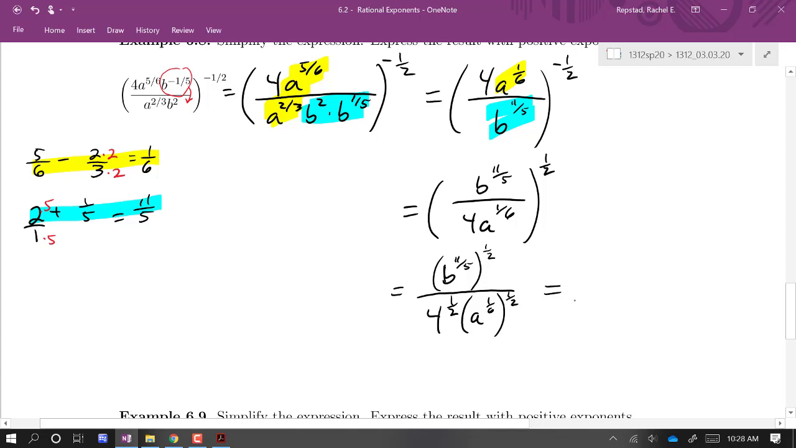Now we're going to just multiply the exponents for the b's and the a's, right? So b to the 11/10 and a to the 1/12. What's 4 to the 1/2 power? 2, yep. Square root of 4. And there it is.